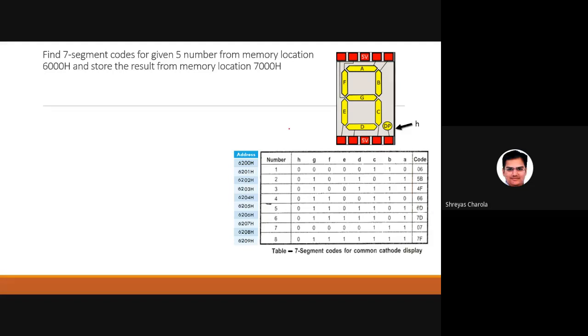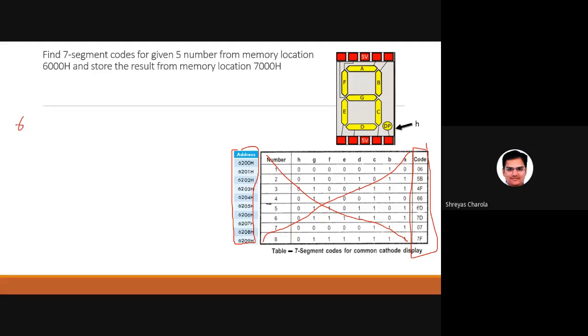Consider an example where this is a memory address where I have stored some value, which is nothing but a hex code. Let's suppose to display 0, the hex value is 06. To display 2, the hex value is 58. To display 3, the hex value is 4F. This is just an example for understanding only. In a lookup table, you have an address and the hex code of a number to be displayed, from 1 to 8.